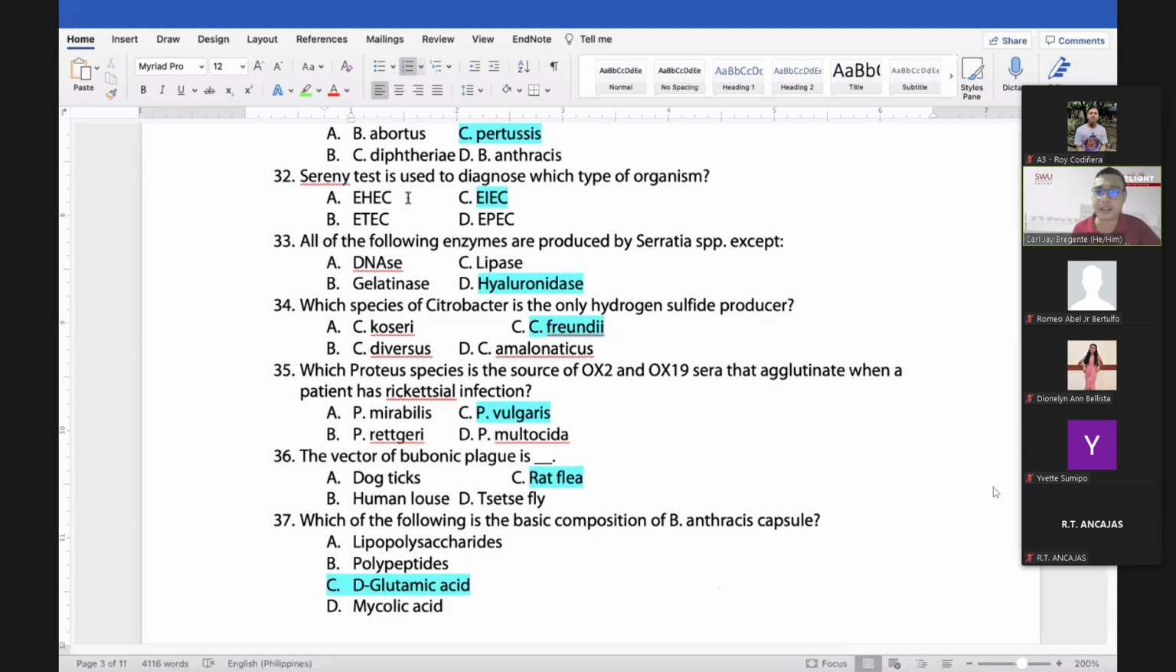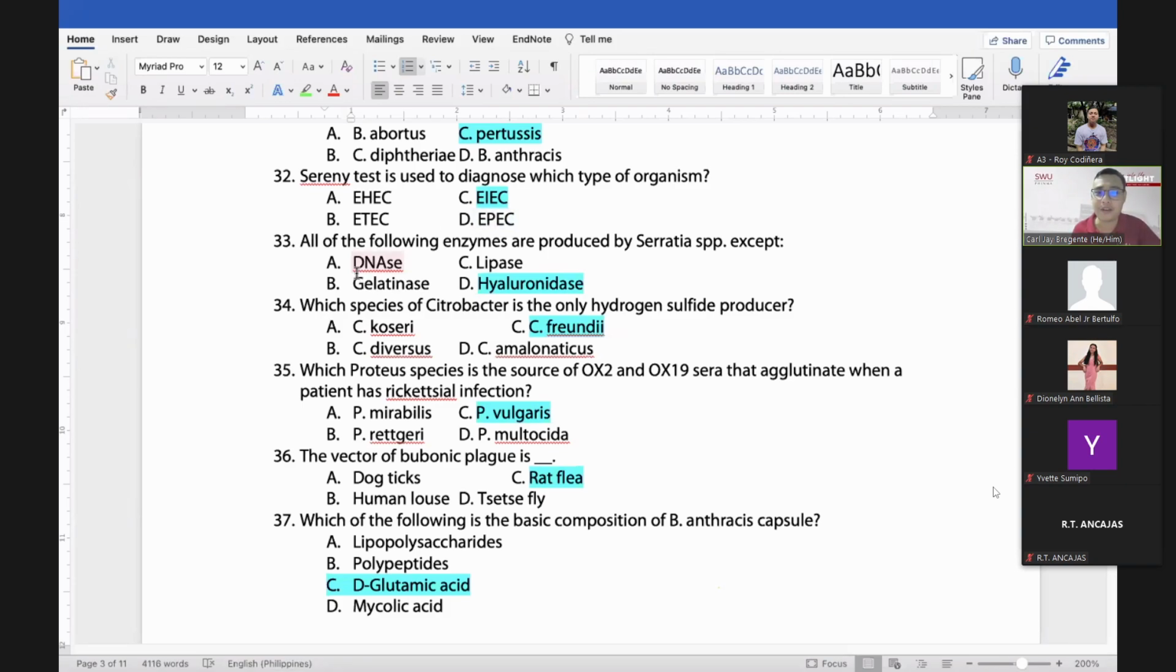So si EHEC, di ba, ito yung parang bloody diarrhea na E. coli. It will cause bloody diarrhea, same with Shigella. Si ETEC naman, ito yung mga associated with traveler's diarrhea. Si EPEC naman, ito yung mga diarrhea associated with pediatric patients. So P there, remember P, pediatric patients.